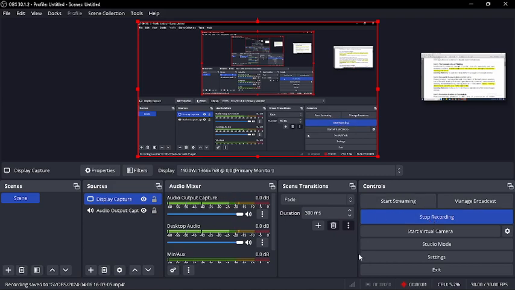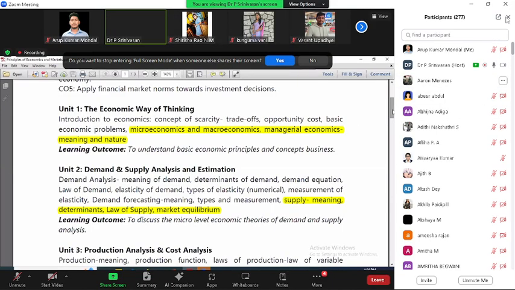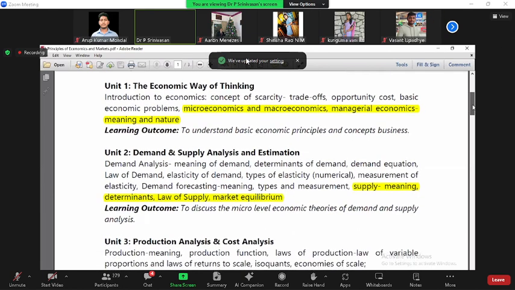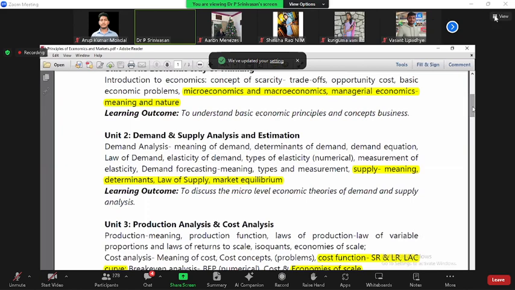I'm going to explain the economic model related to that, emphasizing scarcity, trade-off, and opportunity cost. This is about the first unit. And of course, the second unit, just have a look, is about demand and supply. And there are some numericals in it.